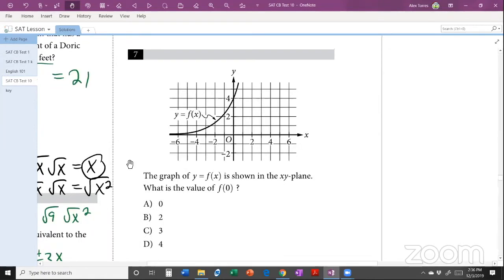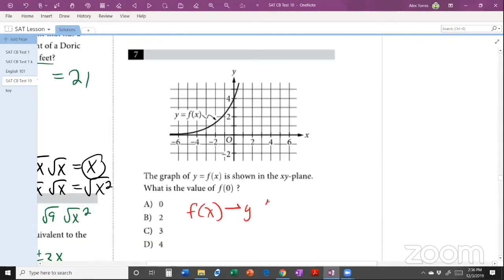Going over to number 7 now. The graph is shown in the plane. What's the value of f of 0? So when we see f of x, f of x is just basically y. But why are we saying f of x instead of y? Because it's y at some x value.